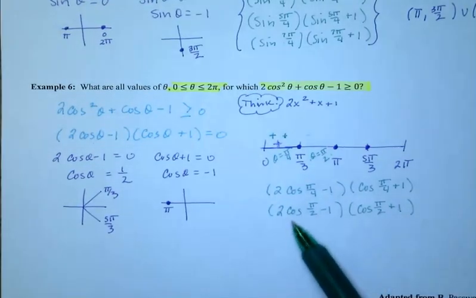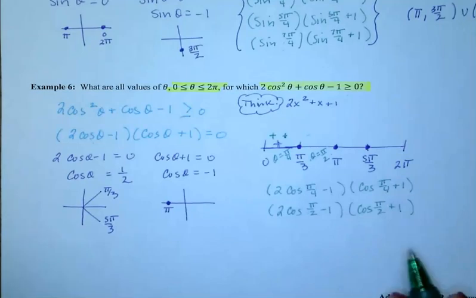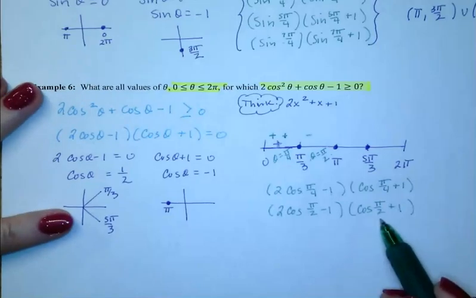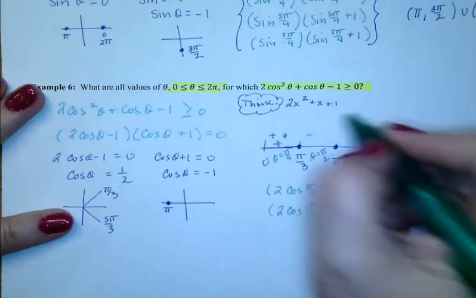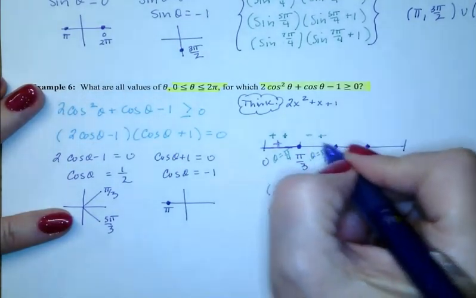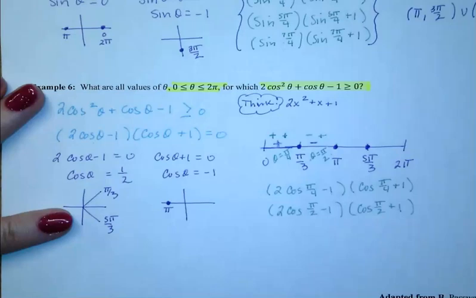So if I have cosine of pi over 2, that's 0. 0 times the number is 0. 0 minus 1 is going to give me a negative number. Then I'm going to test it over here. I know that cosine of pi over 2 is 0. 0 plus 1 is going to give me a positive number. That means the sign on this overall interval is negative.